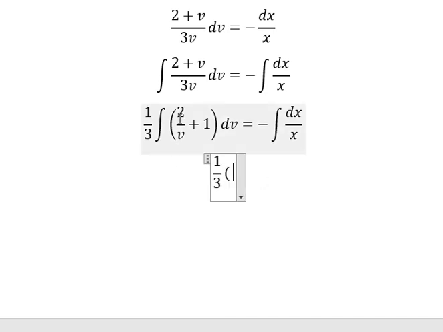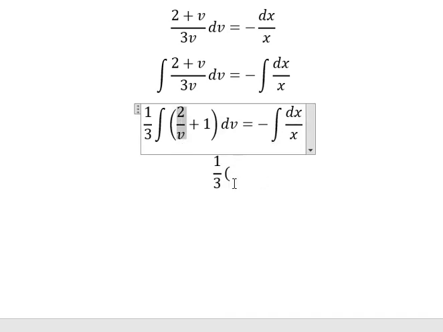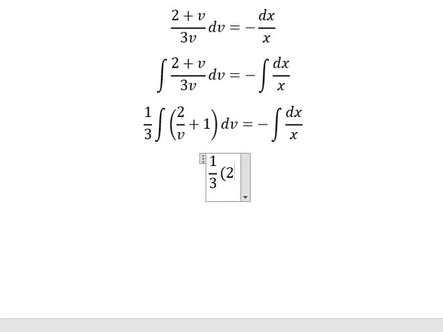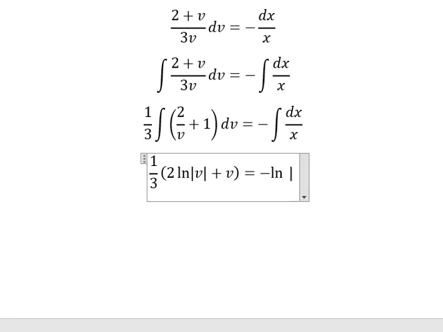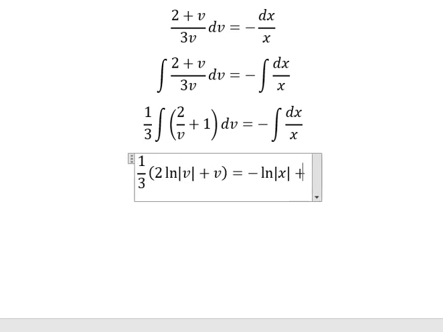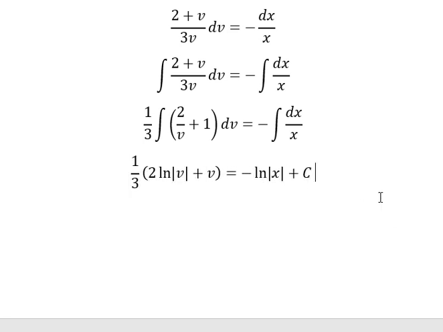The integration of 2 over v, that is about number 2 ln of the absolute value of v. Number 1, that is about v. The integration of this one, we have ln of the absolute value of s, and I will put about c.